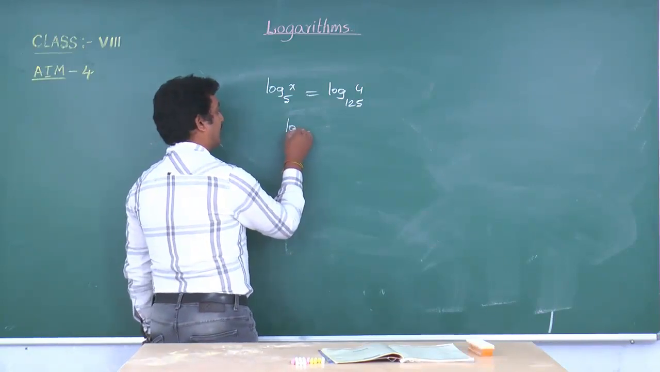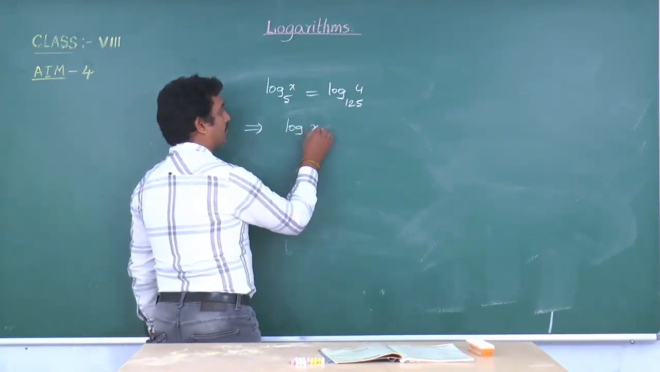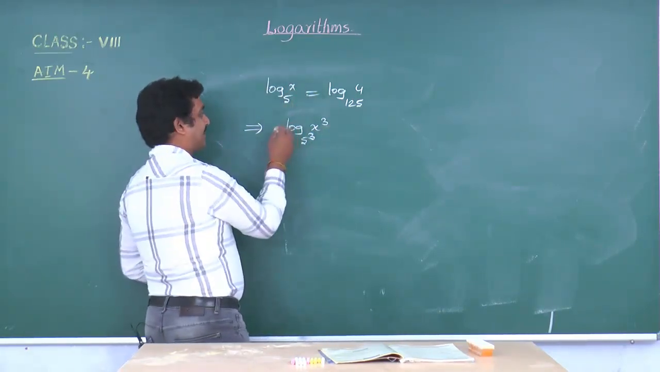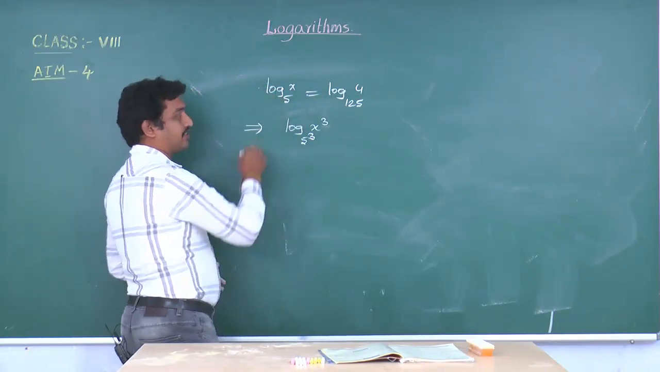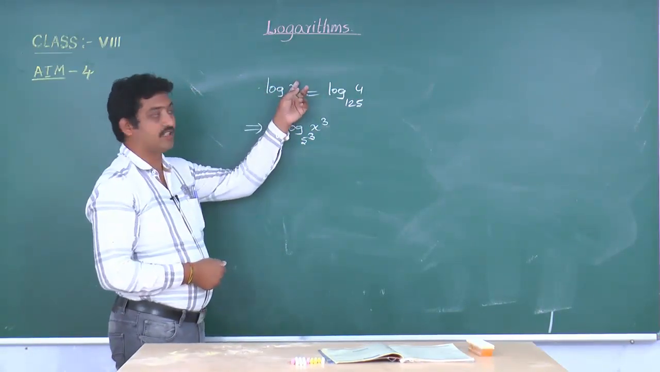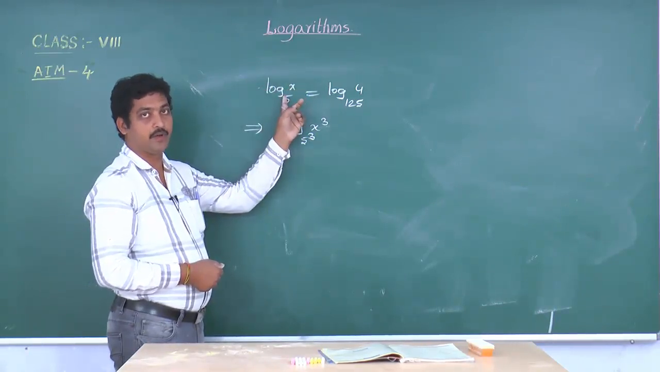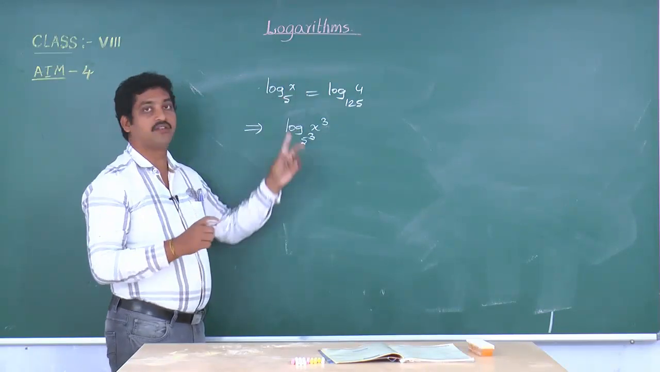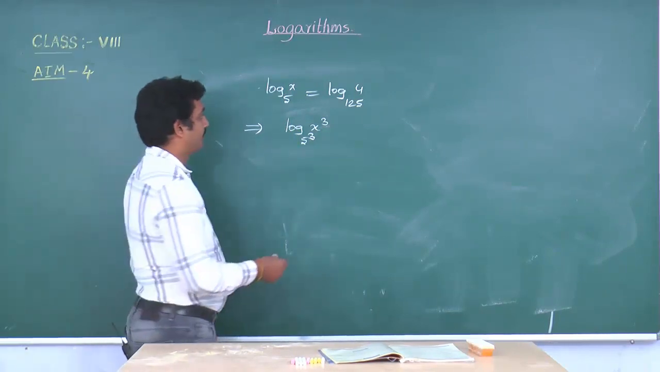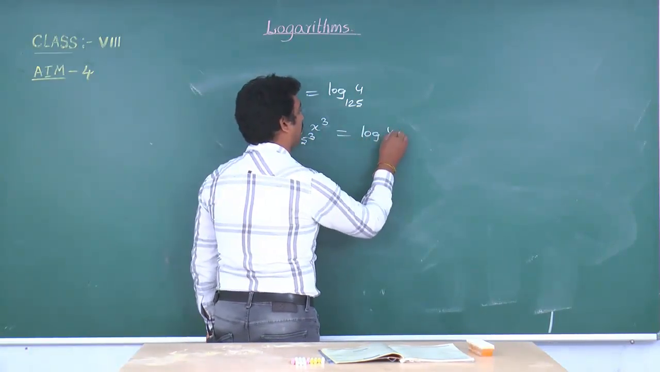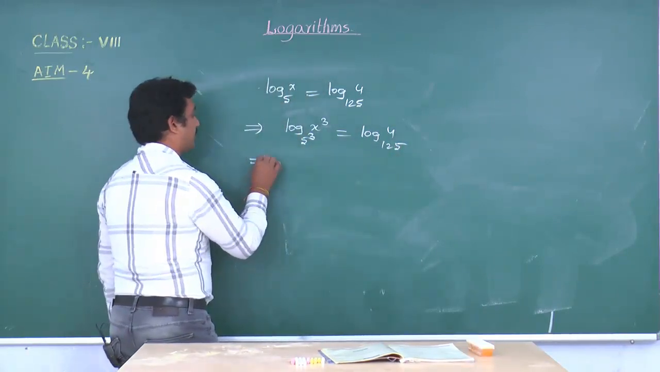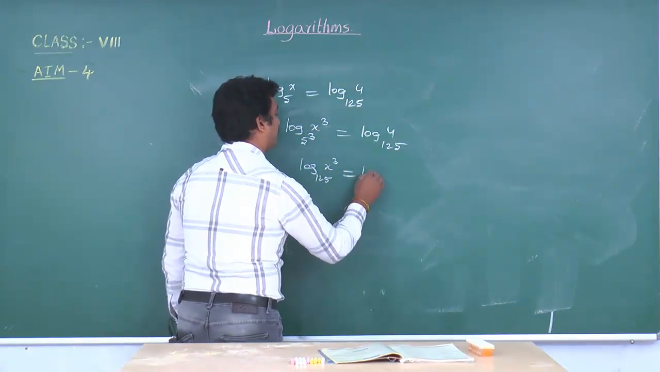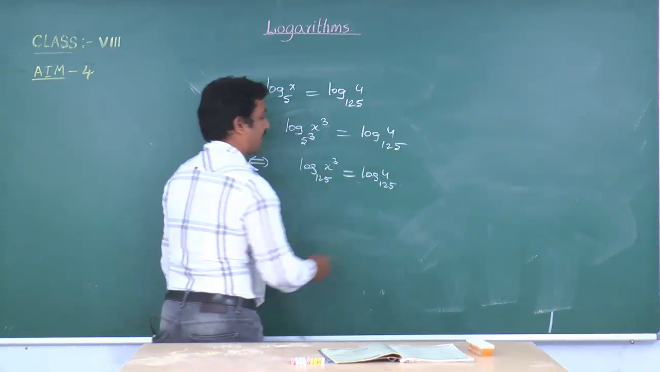Then it becomes log x cube to the base 5 cube. 3 by 3 is raised there, because in front of them we write 3 by 3, and 1 3 comes as the power of the x, 1 3 comes as the power of the base. By the base and logarithmic power formula, which is equal to log 4 to the base 125. That implies log x cube to the base 125 is equal to log 4 to the base 125.